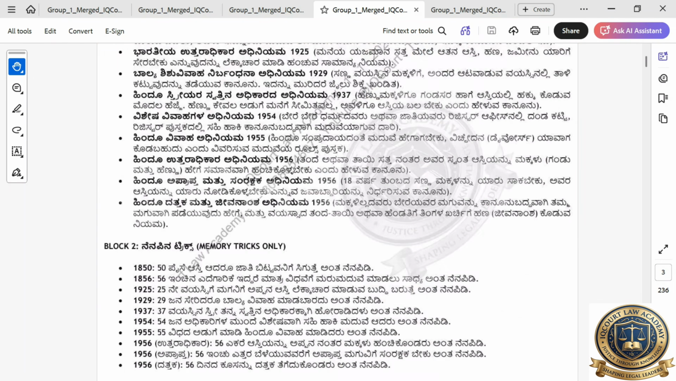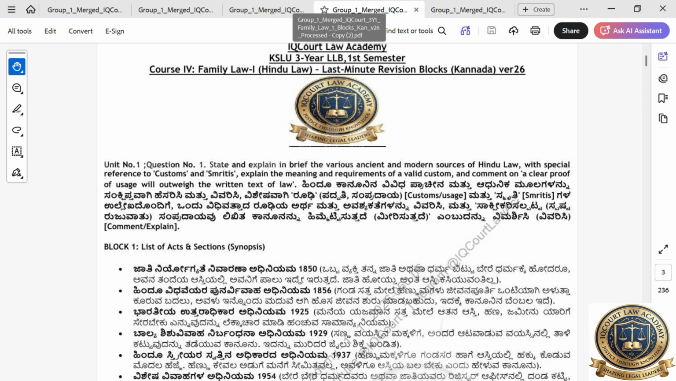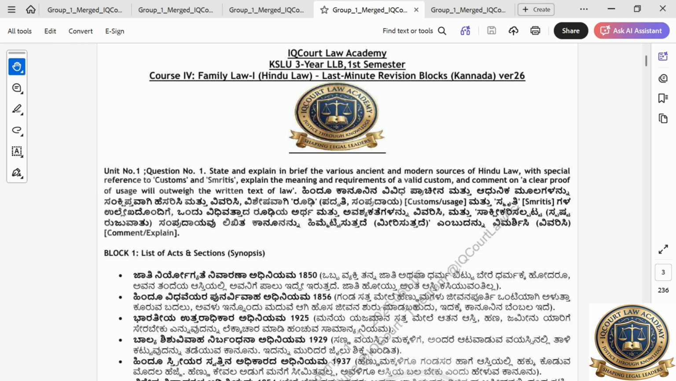These are block-style, unique study materials. We are only providing this, only IQCourt Law Academy innovation. We are the pioneers in study materials. We are providing more than 7 models per subject.